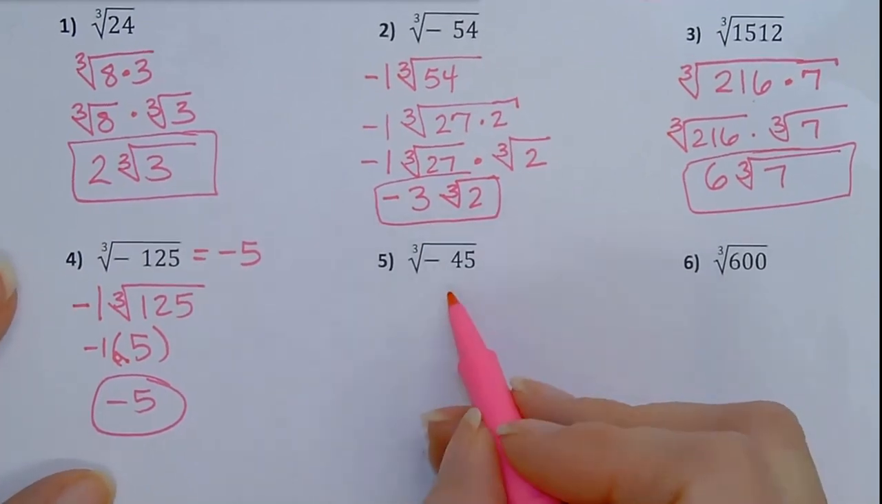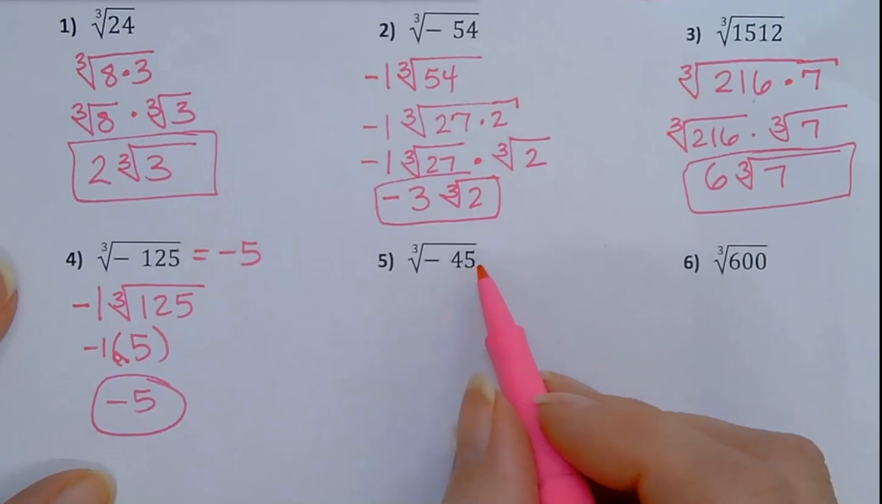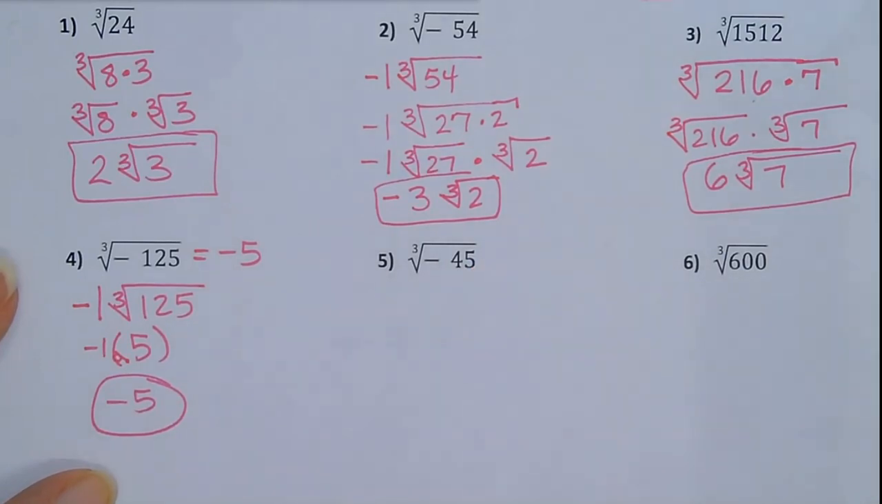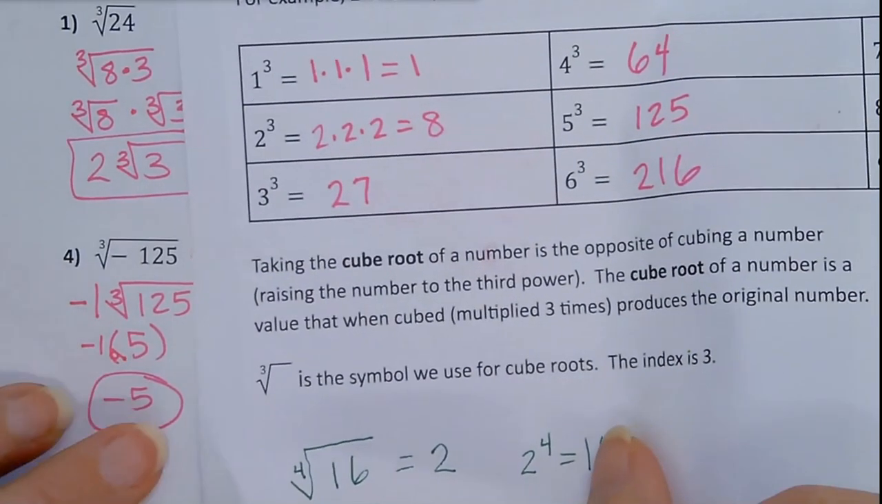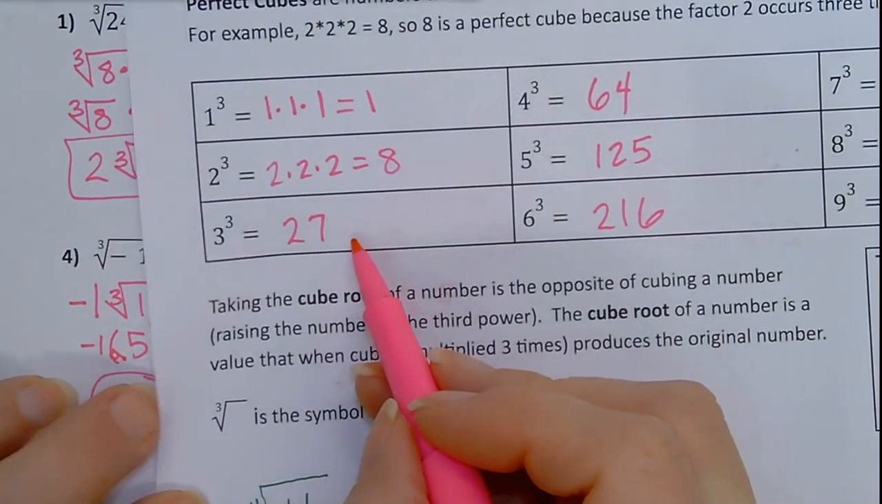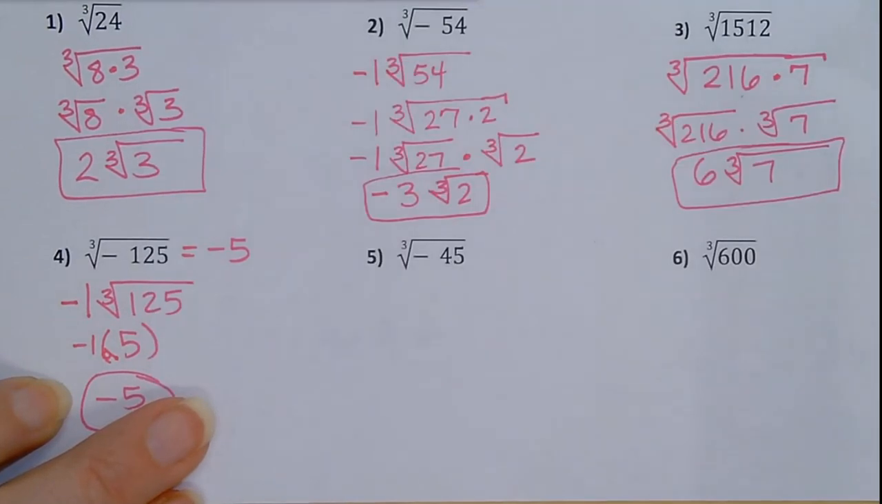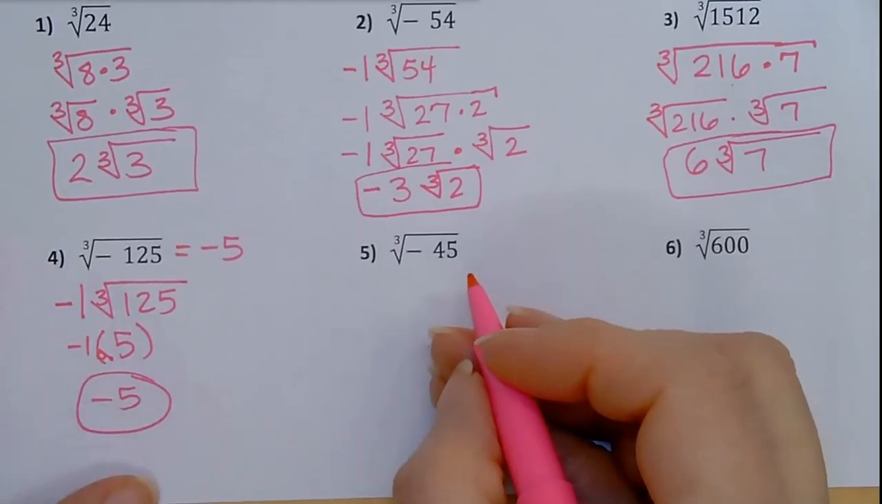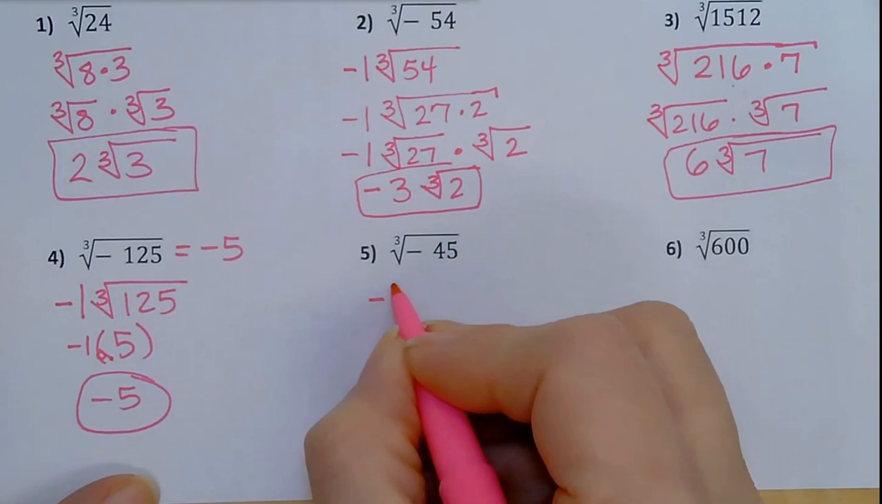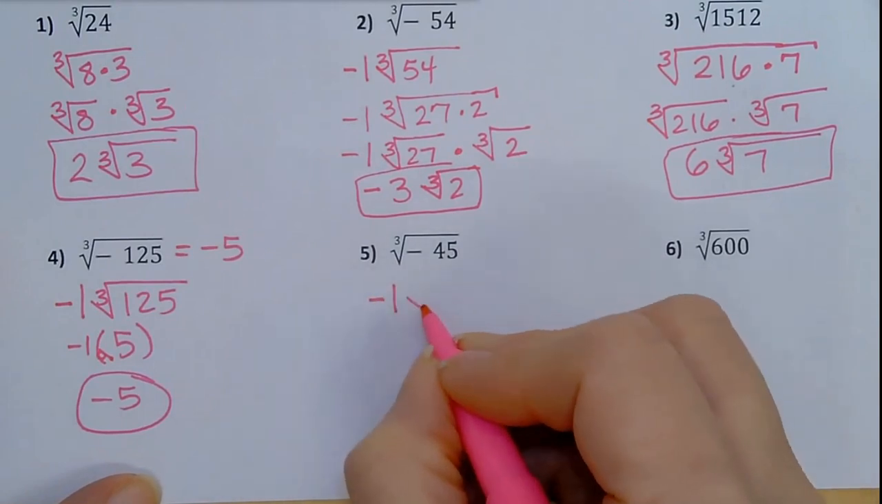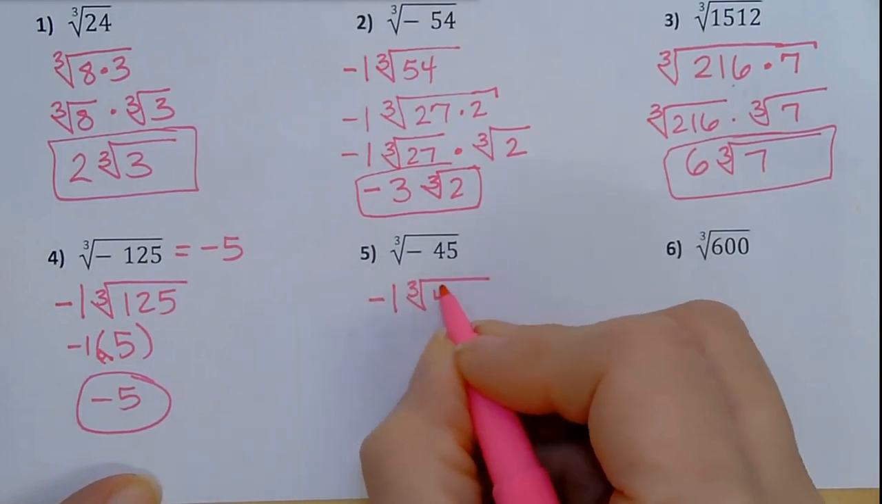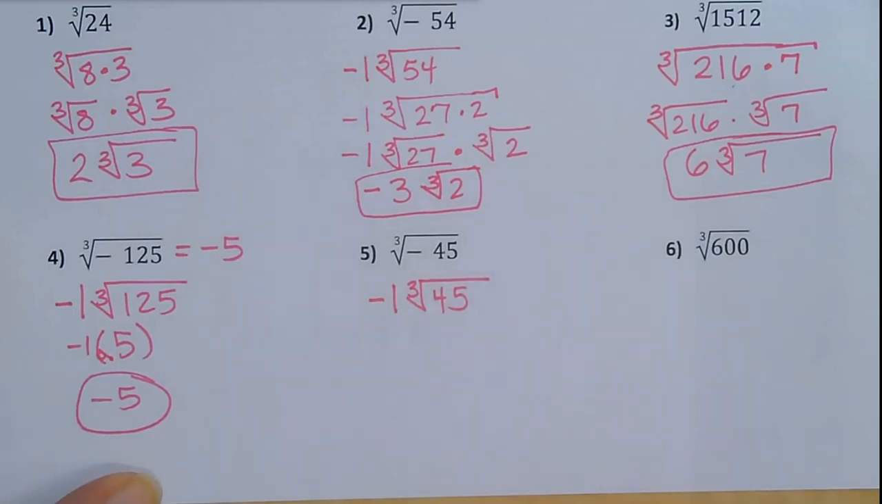All right, -45. I don't know about that. It's not divisible by 27. It's not divisible by 8. So I can pull a -1 out, right? And then it's going to be times the cube root of 45. But I can't really divide that 45 out anymore.